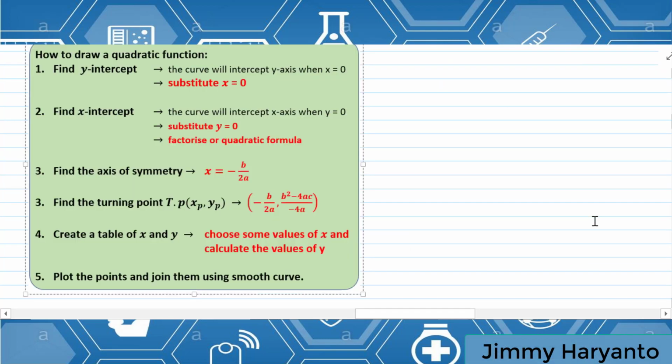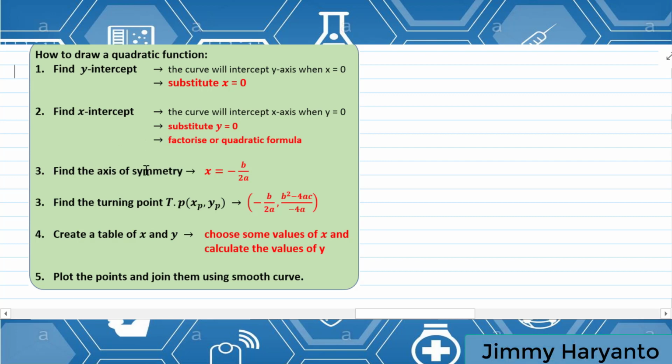Next, how to draw a quadratic function? There are several steps that you have to follow to draw a quadratic function, so your drawing will be more neat. First, find the y-intercept. The curve will intercept the y-axis when x equals to 0, so you have to substitute x equals to 0. Then find the x-intercept. The curve will intercept the x-axis when y equals to 0, so you have to substitute y equals to 0. Later, you will have to use factorization or the quadratic formula to solve the value of x.